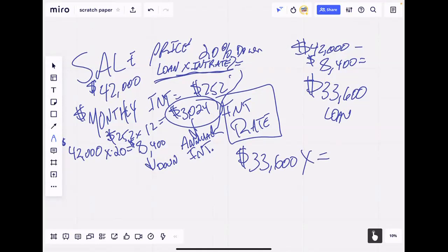We know that equation: 33,600, which is the loan amount, multiplied by an interest rate that we don't know, so we're going to let that be X, is going to equal the annual interest. That's going to be 3,024.